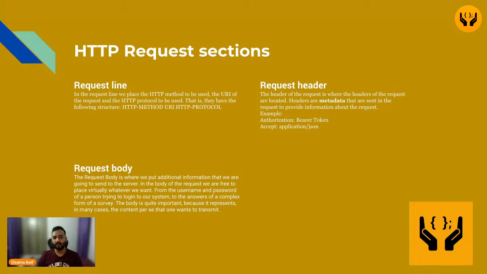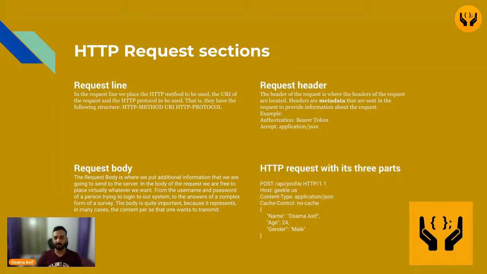And after that we have a request body. In the body we usually pass additional information to the server, like when I'm going to sign in or sign up on my application. How can I send the required parameters like email and password to the server? We usually put those parameters in our request body. By combining these three parts, we can make a successful request, and our request will look something like this.